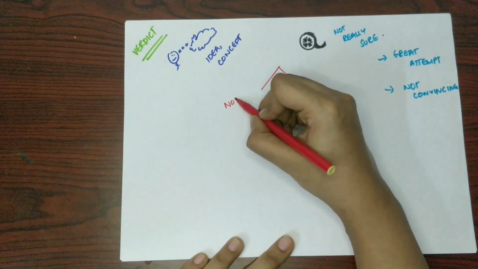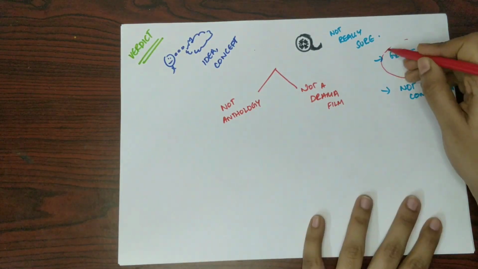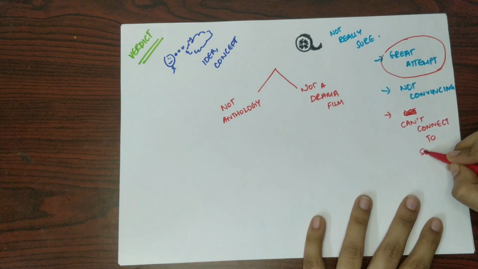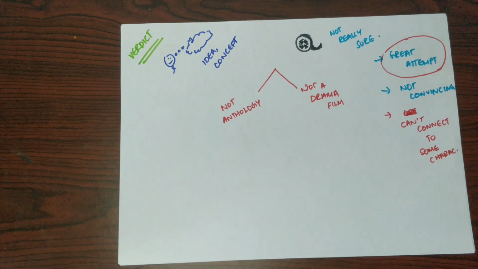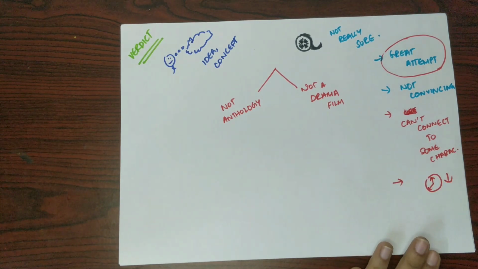What I really like is that this is neither an anthology nor a full feature drama film. It's a hyperlinked movie, which is amazing. It's just that I also felt that I couldn't connect to any one particular character in any one story because the time I get to see them on screen is very less, but that's what happens when you have 6 short movies, you know.